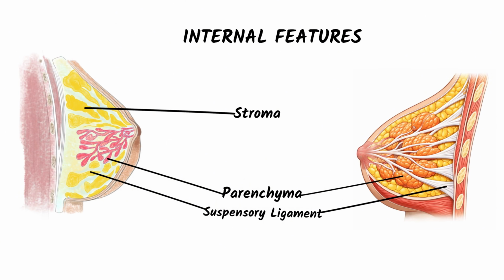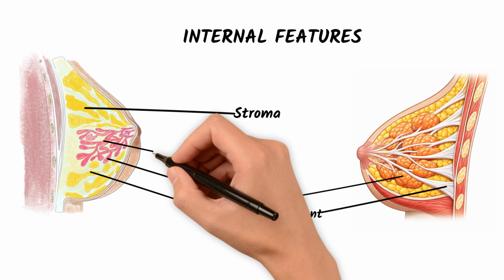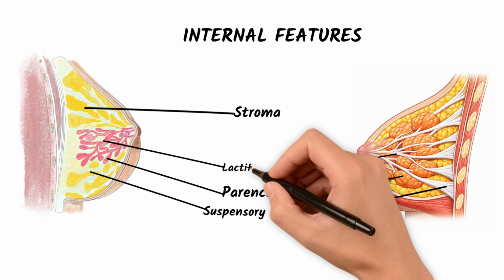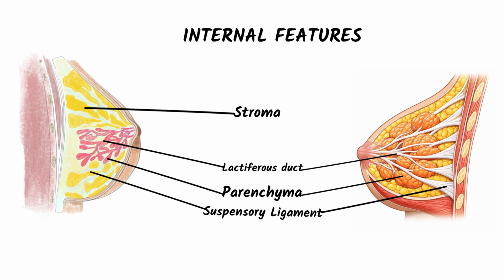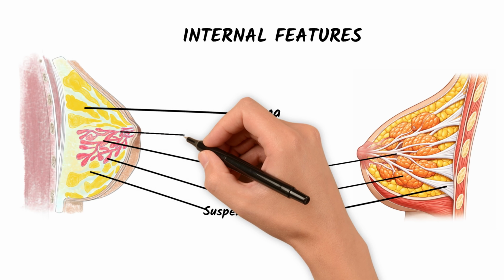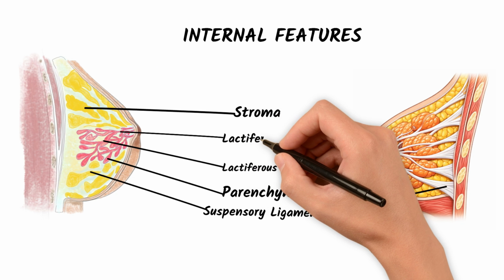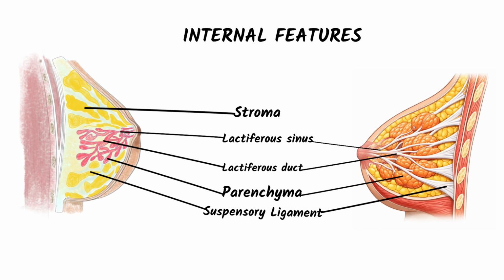The parenchyma consists of 15 to 20 lobes, arranged radially like the spokes of a wheel, all converging toward the nipple. Each lobe is subdivided into lobules, which contain clusters of acini, the true milk-secreting units. Each lobe drains into a lactiferous duct. These ducts course toward the nipple and widen near their termination to form lactiferous sinuses, which act as small reservoirs where milk collects during lactation before being released at the nipple.